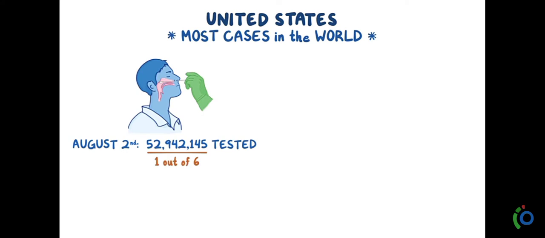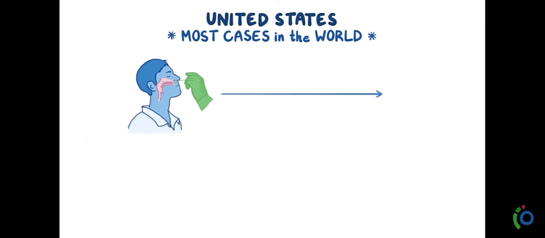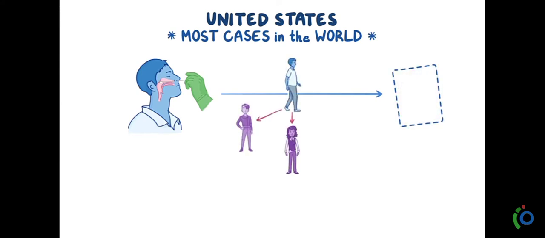Even though this testing rate is quite high, most often the results take days to come in, or are unavailable altogether. This means that by the time the test results are ready, the infected person has already gone about spreading the virus to others.